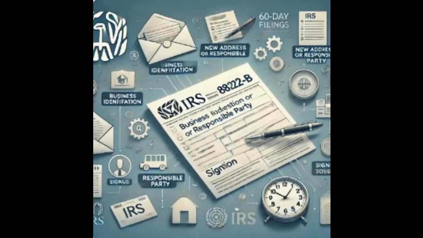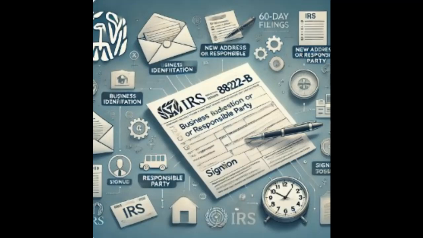Part 3, Signature. The form must be signed by an authorized person, such as the business owner, officer, or other representative. How to file Form 8822B. Complete the form. Ensure all required fields are completed accurately. Submit to the IRS. Mail the completed form to the appropriate IRS address provided in the form's instructions. The address varies depending on the location of the business. Timeline for filing. The form must be filed within 60 days of the change to avoid penalties.